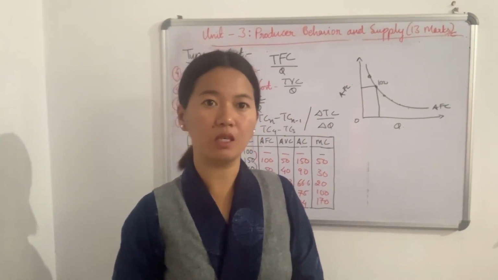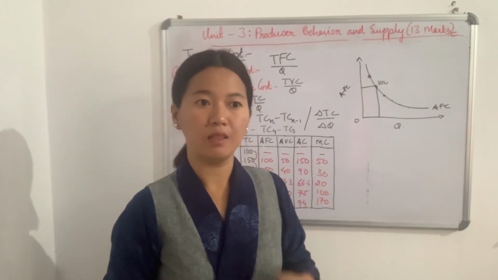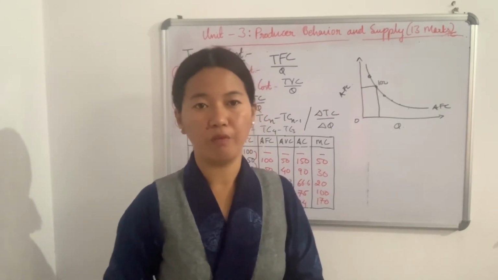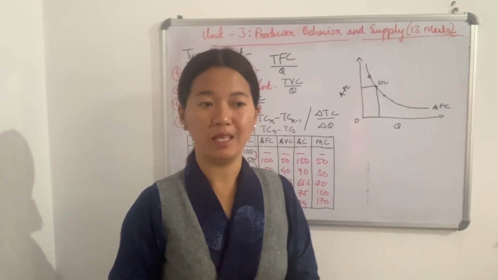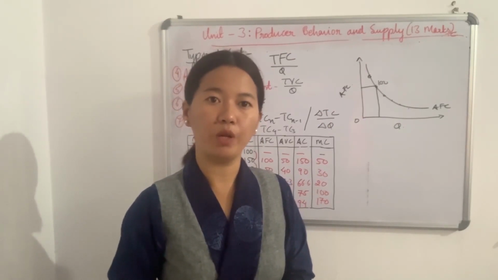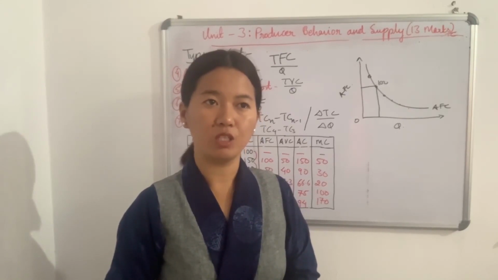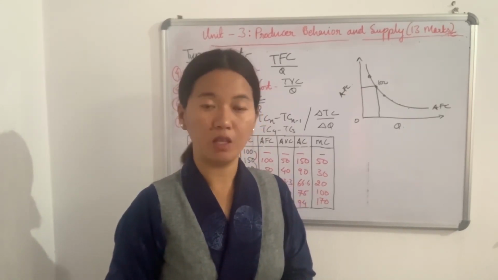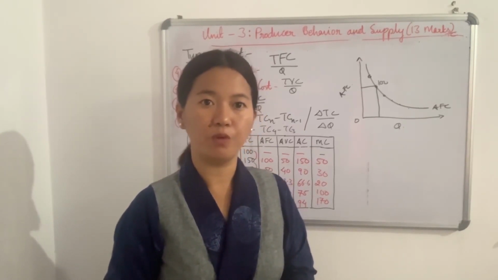The main reason is the law of variable proportion. We have learned in the earlier session that the law of variable proportion states that as we combine more and more of a variable factor with a fixed factor, total production increases initially, and then total production increases at a decreasing rate, and finally total product declines.